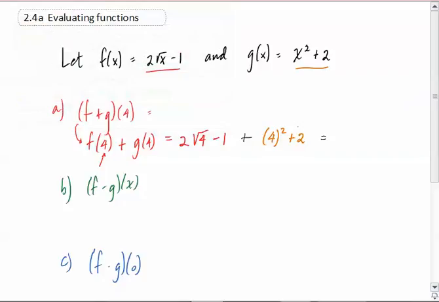Sorry about that. So we get the square root of 4 is 2. 2 times 2 is 4, minus 1 is 3. Put that right down here. Plus, we have 16, that's going to be 18, and so we end up getting 21. Now, when I'm asked to put in an actual value for x, I'm going to get a value for the sum, difference, quotient, or product of the functions. I'm going to get a value. If I put in a value for the x, I'm going to get a value.